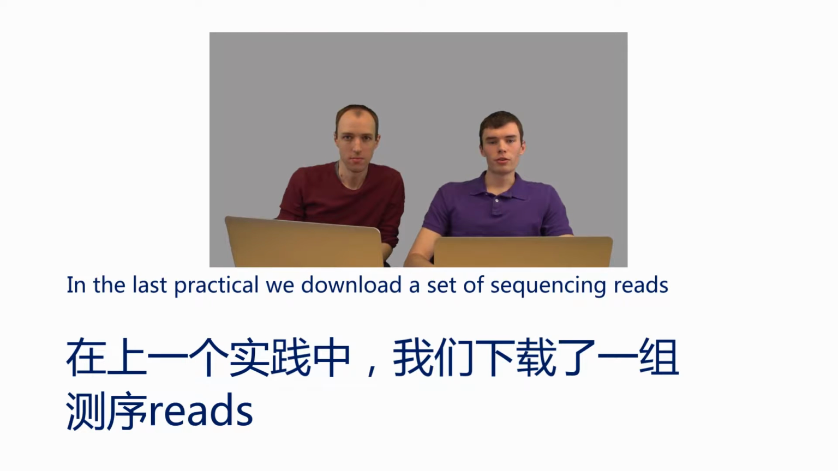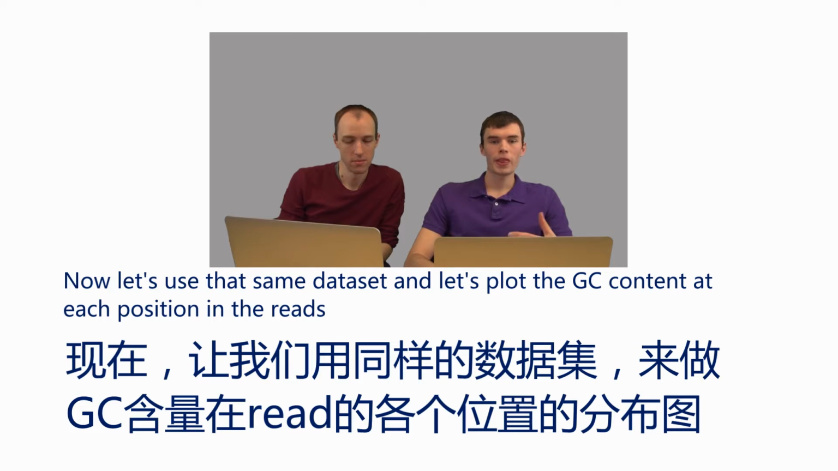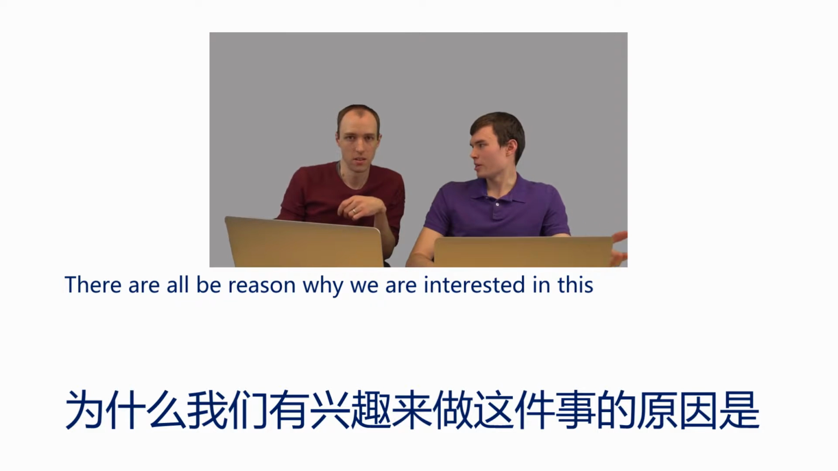In the last practical, we downloaded a set of sequencing reads and plotted the distribution of quality values. Now let's use that same data set and plot the GC content at each position in the reads. Ben, what would be a reason why we'd be interested in this?